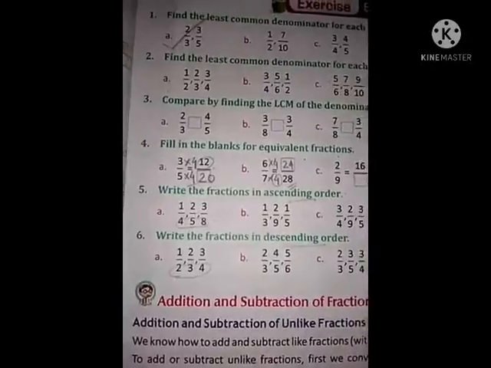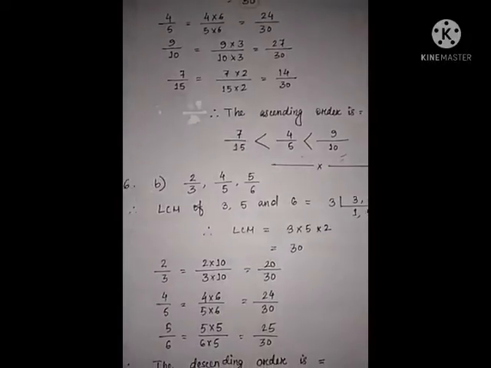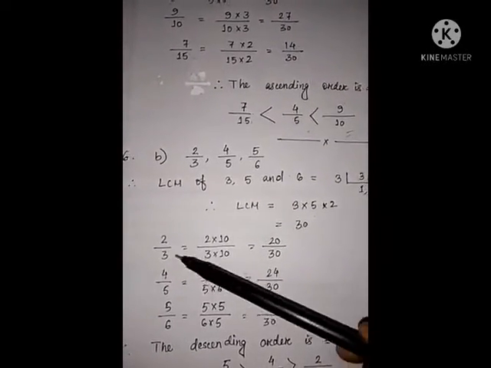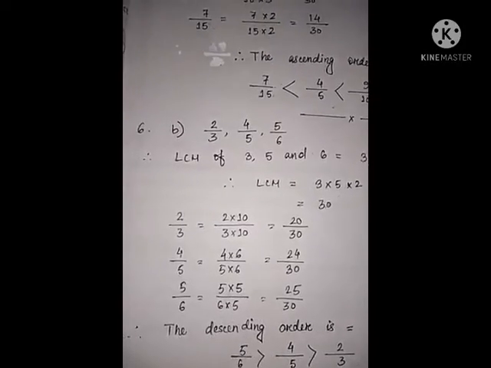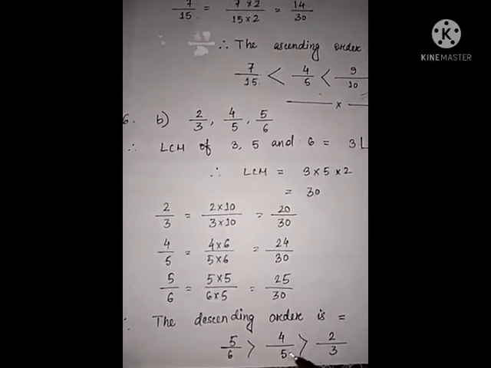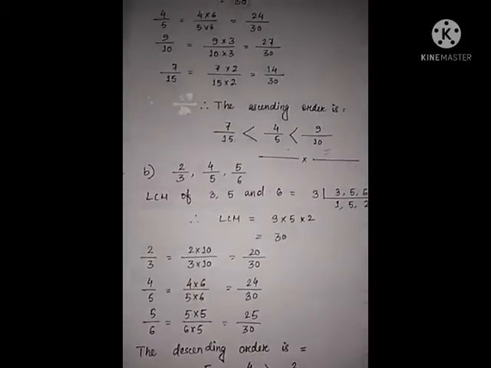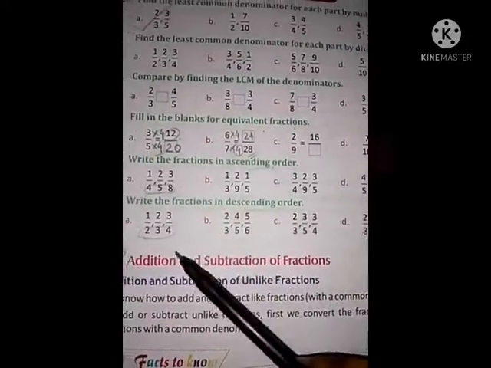Okay, now see question number 6, write the fractions in descending order. So I have used the same method. So same, first you have to find the LCM of the given denominators, and the LCM is 30. We have to make the denominators equal to the LCM. So I have done this, and the descending order is this, 5 by 6 is greater than 4 by 5 is greater than 2 by 3. So this is the descending order, means from bigger to smaller. Understand? If you have any confusion, ask me. Okay, so like this do the others.